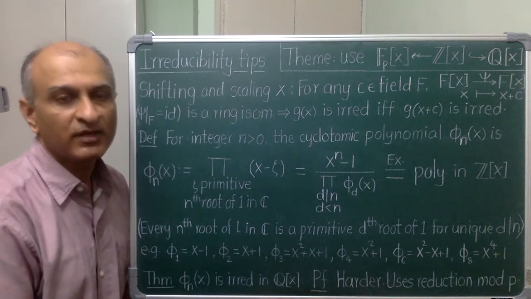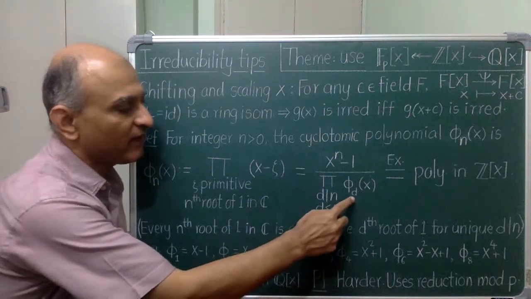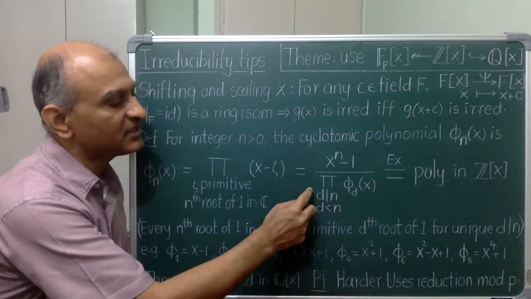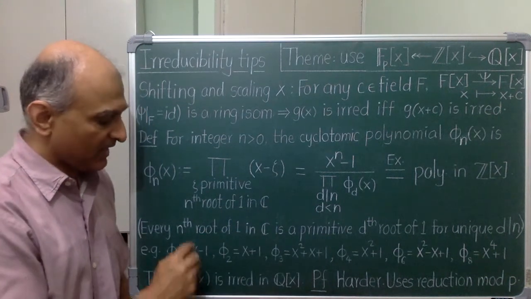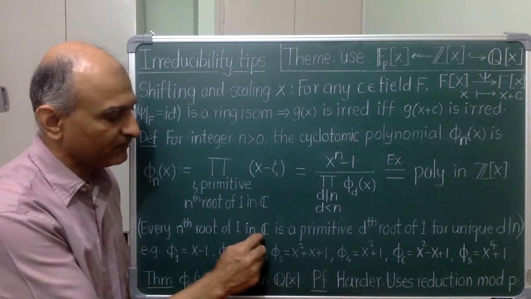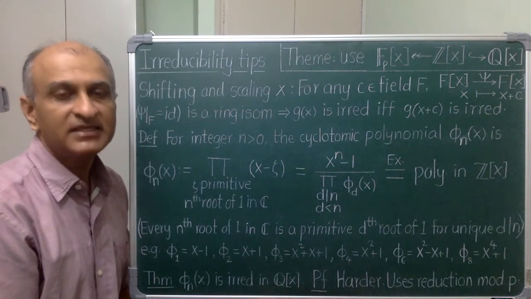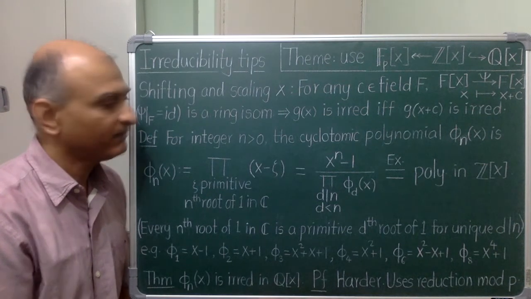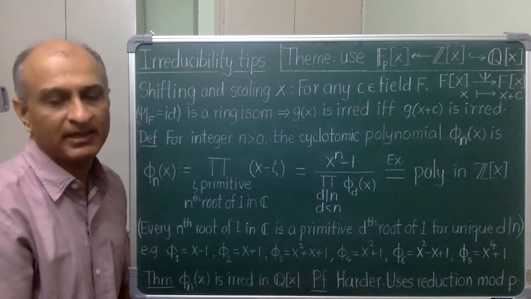Now, you should work out this next part carefully. The factors that I need to divide by are precisely phi sub d, where d is a proper divisor of n. This is because every nth root of unity is a primitive dth root of unity for a divisor d of n and vice versa. Pause if necessary and understand this carefully. Working this out in these small examples may help.